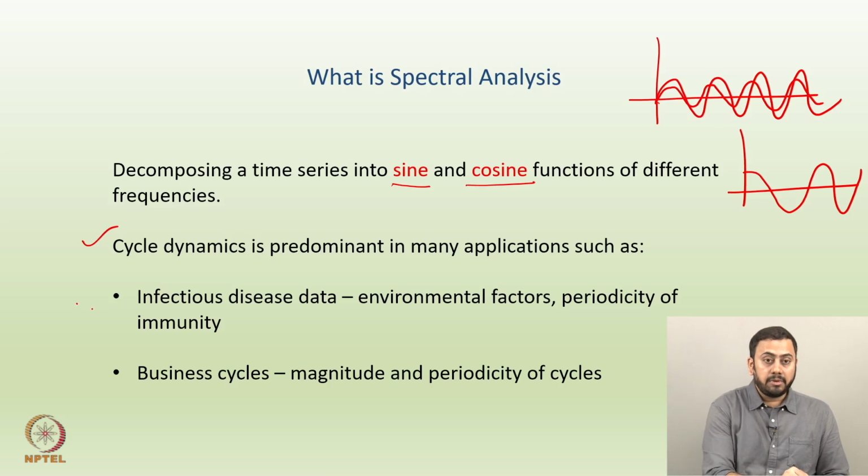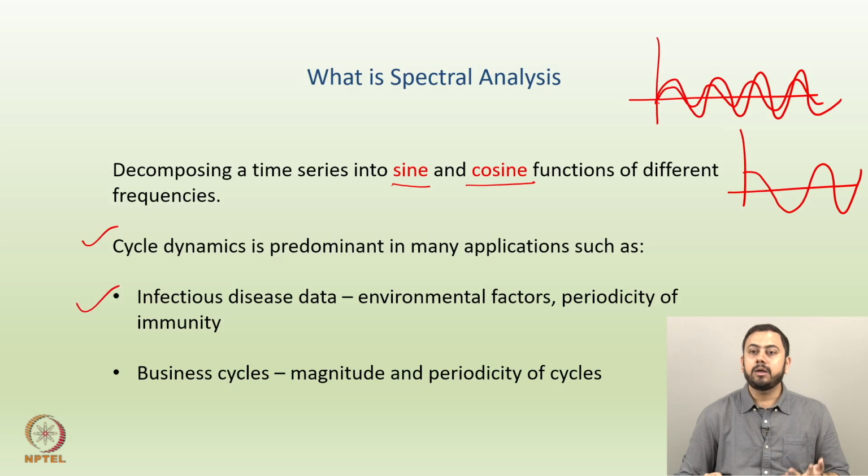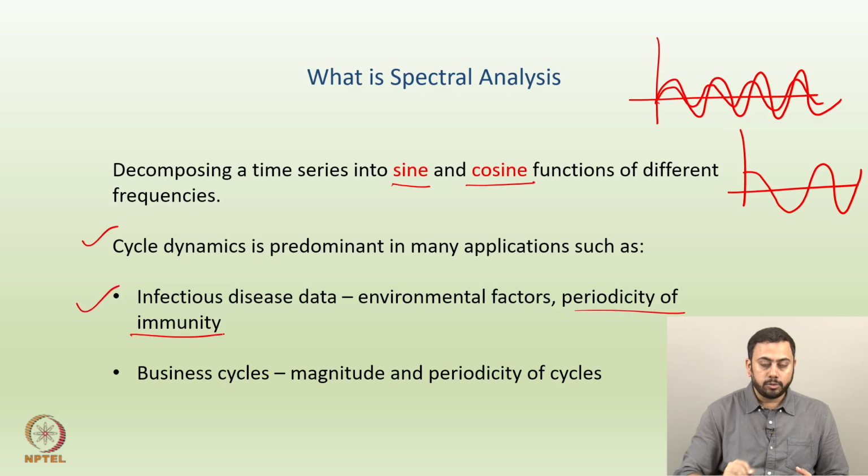Okay. So one example could be, let's say, infectious disease data. Environmental factors, periodicity of immunity, etc. If you're handling any disease data, then one can assume that the immunity would be periodic. There'll be seasons when immunity is high, there'll be seasons when immunity is low, of course depending on the outbreak of the disease or the severity of the disease. So one can assume that all these applications would be some sort of oscillating around some constant, okay?